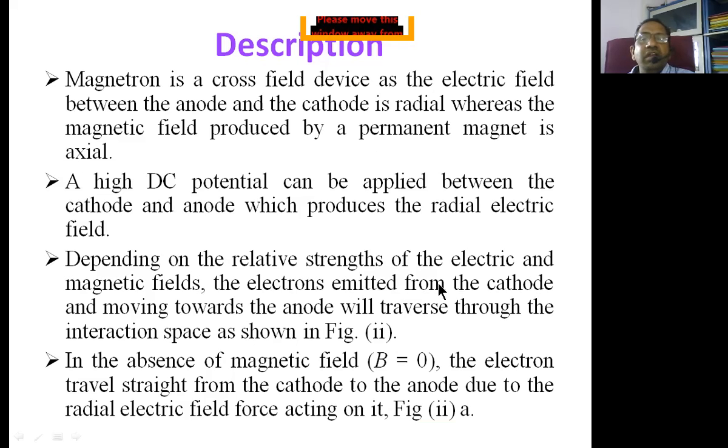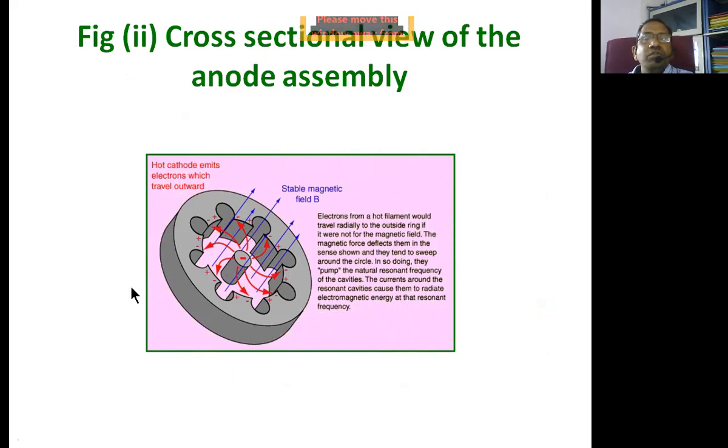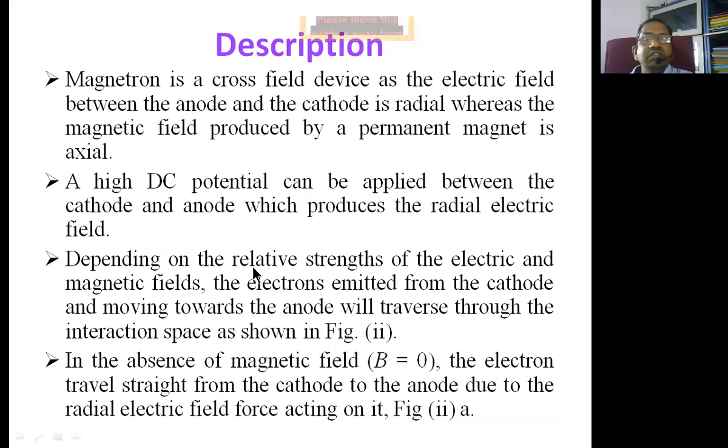Now, depending on the relative strengths of the electric and magnetic fields, the electrons emitted from the cathode and moving towards the anode will traverse the interaction space as shown in the following figure 2. Now, this figure 2 is going to explain how the magnetic and electric fields are going to interact with each other. We'll discuss this in a while. So, this particular explanation is given for that particular EM wave generation figure. So depending on the relative strengths of the electric and magnetic fields, the electrons emitted from the cathode and moving towards the anode will traverse through the interaction space.